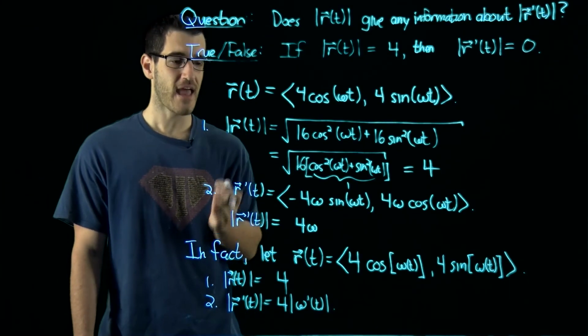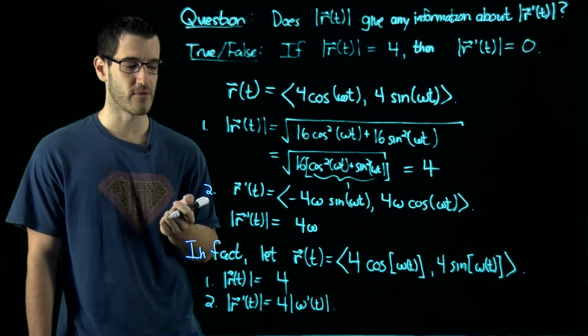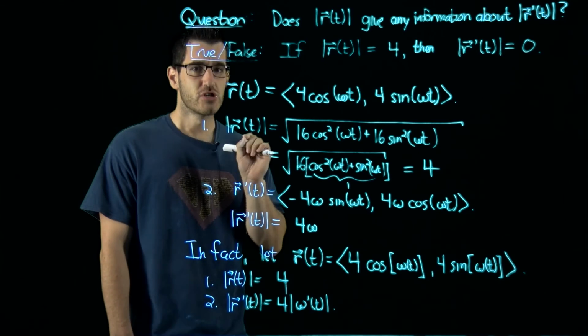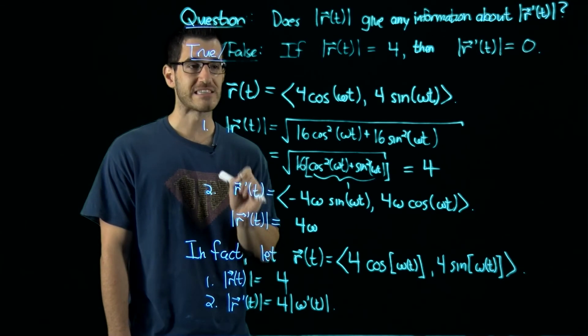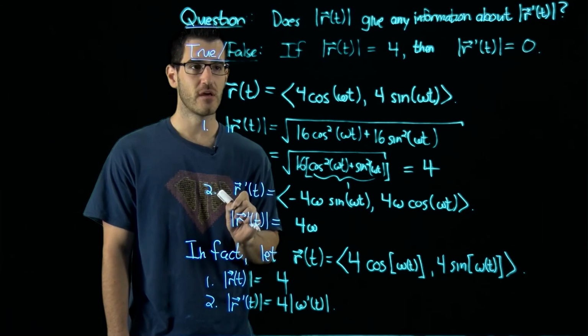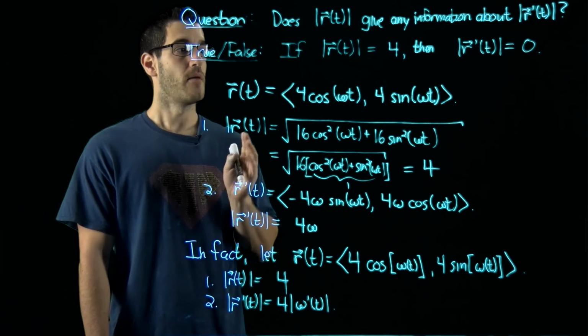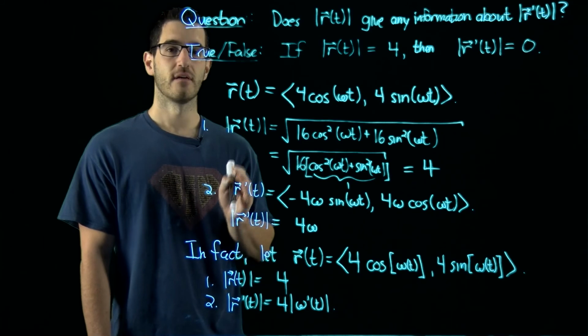So even if the magnitude is constant, the speed at which we trace out that circle could vary. It doesn't have to be uniform like it was in the example we just worked. So the big point with this is, just because we know something about the magnitude of a vector-valued function, we know nothing about the magnitude of its speed.